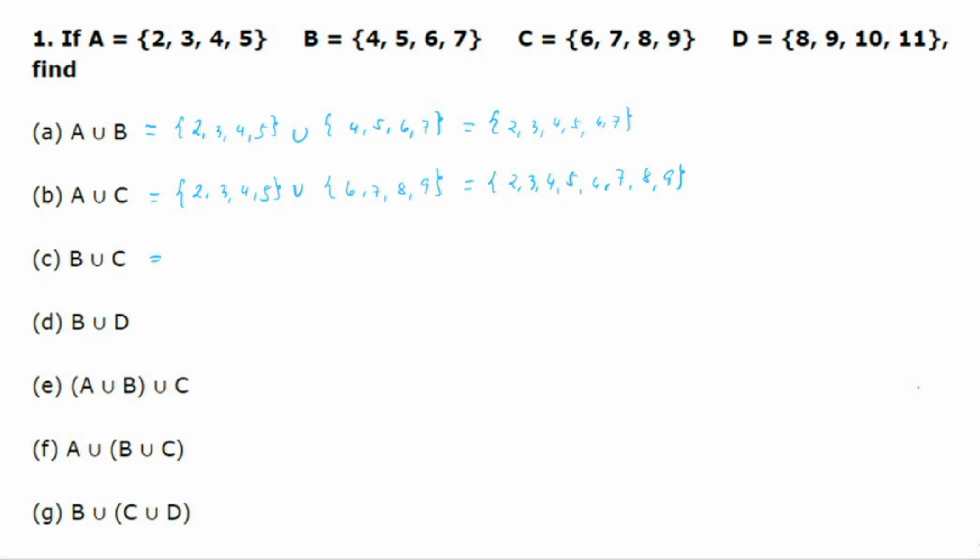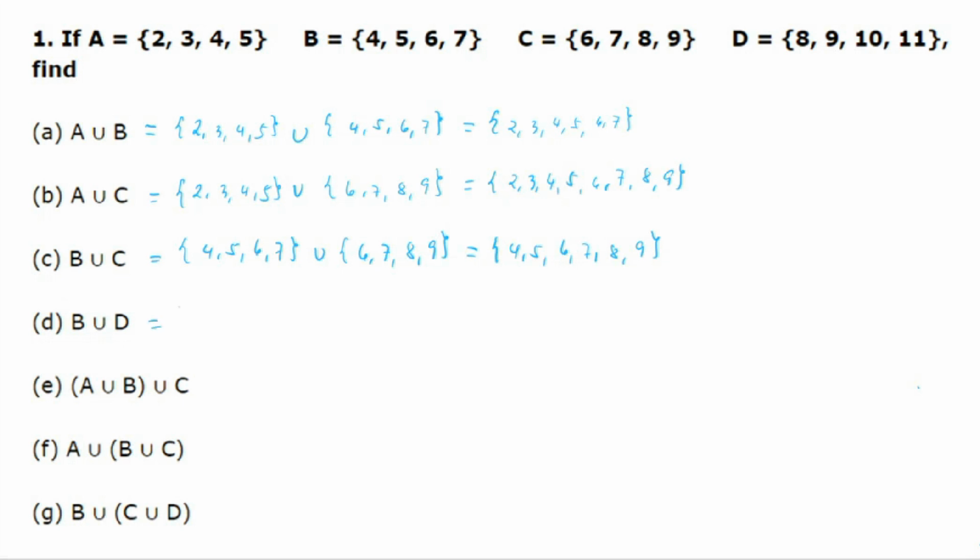For B union C, B has elements 4, 5, 6, 7. Union, the elements of C are 6, 7, 8, 9. So it is just a matter of combining all the elements. For B and C, we have now 4, 5, 6, 7. 6 and 7 are already present in set B. Therefore, we will just write only 8 and 9. So B union C is 4, 5, 6, 7, 8, and 9.